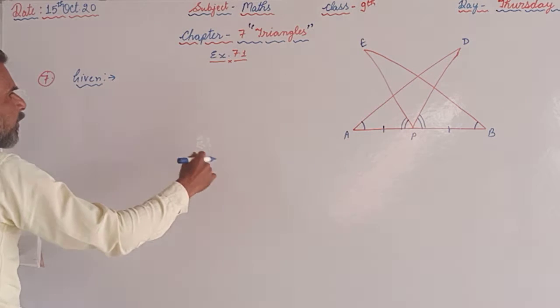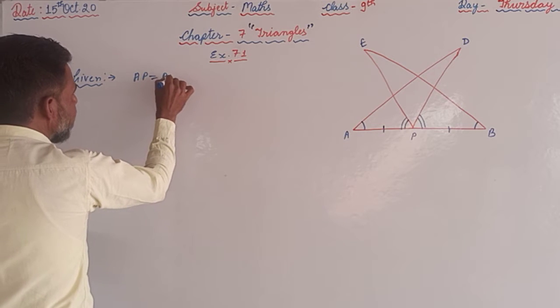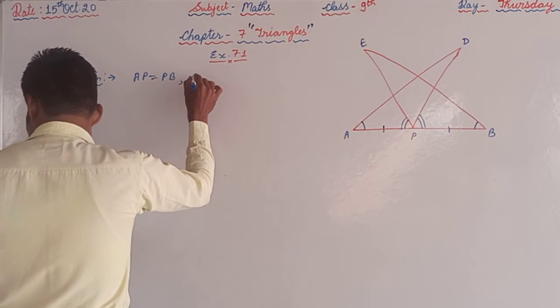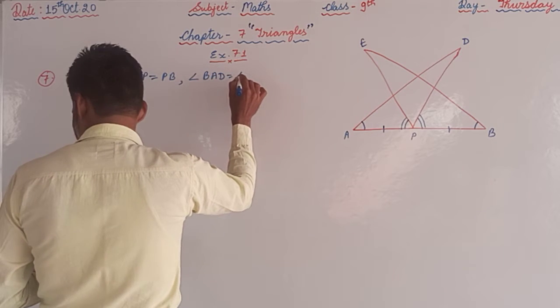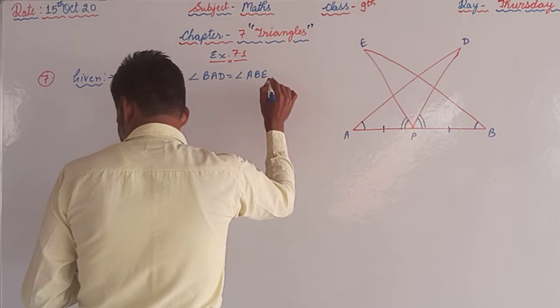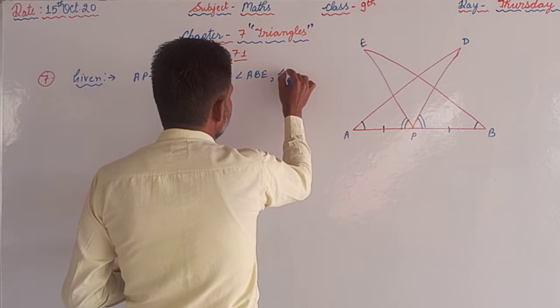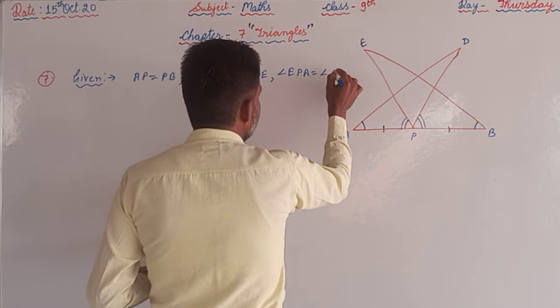Now first of all we are supposed to note down the given information. What is given? P is the midpoint of AB means AP is equals to PB. Then angle BAD is equals to angle ABE, and one more angle is given, angle EPA is equals to angle DPB.